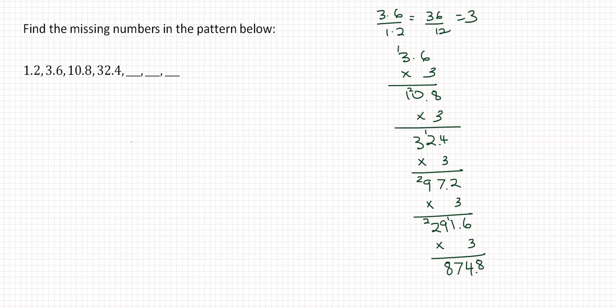One decimal place. So our missing terms are 97.2, we have 291.6, and then we have 874.8.